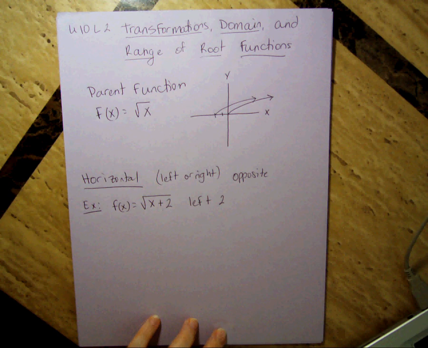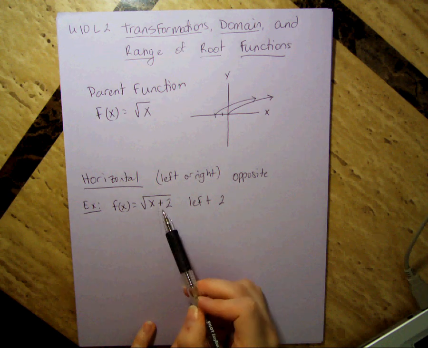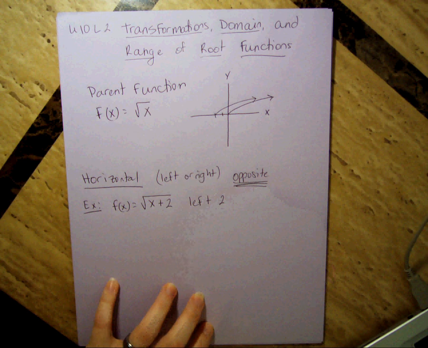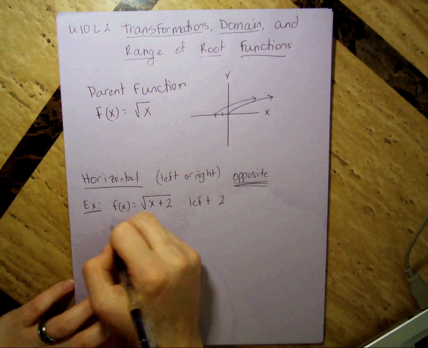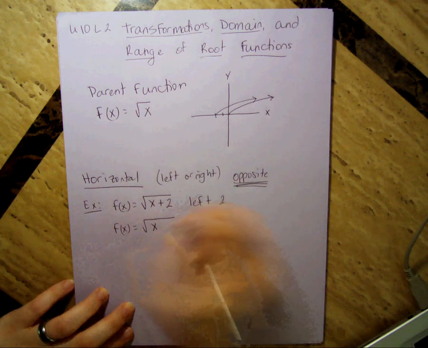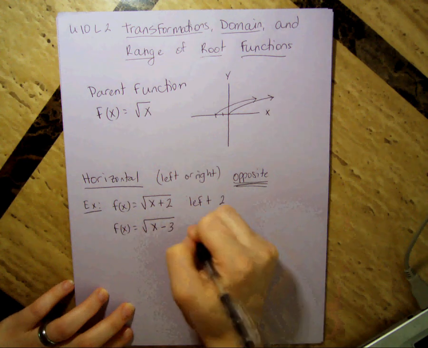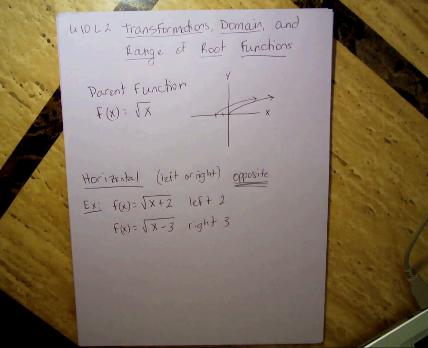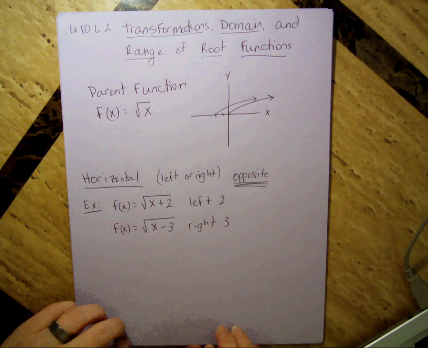Alright, so anytime you have plus or minus under the square root, that's going to be horizontal, and remember that it is the opposite. So if it's f of x equals the square root of x minus 3, then this means to the right 3. Alright, we good? We got it? Alright, cool deal. So let's go on.